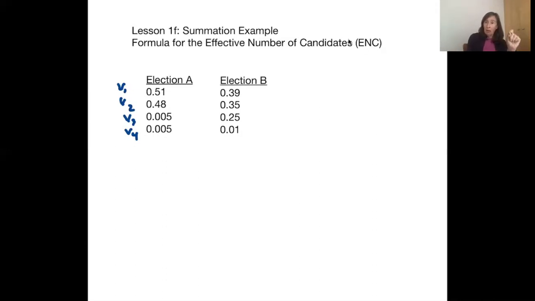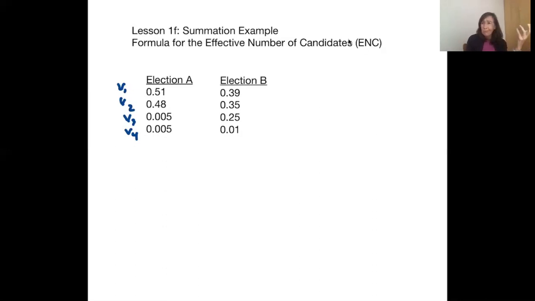So the point that I'm making here is, if you just look at the number of candidates, first of all, the answer doesn't really seem to be 4. The politically relevant answer doesn't seem to be 4 in either case. Second of all, these 2 elections are different in a way that you'd like to pick up.